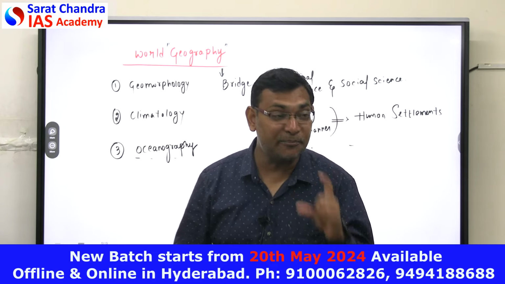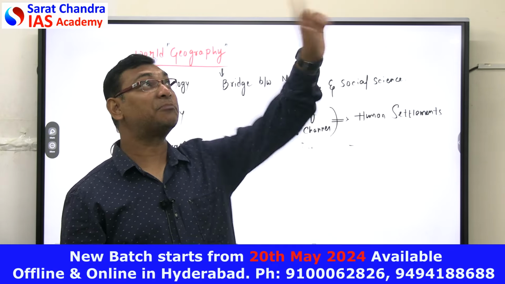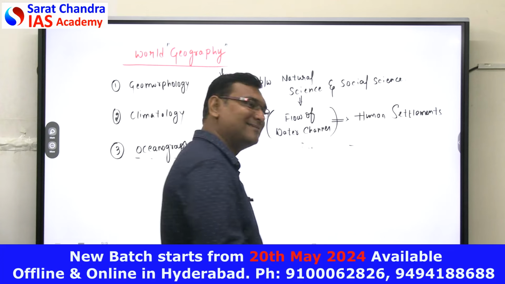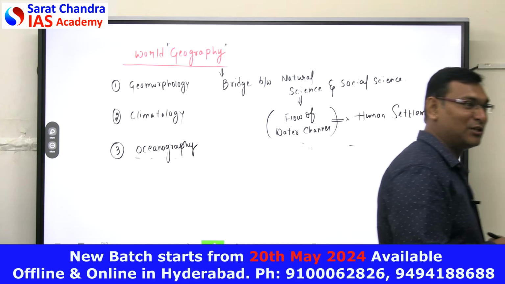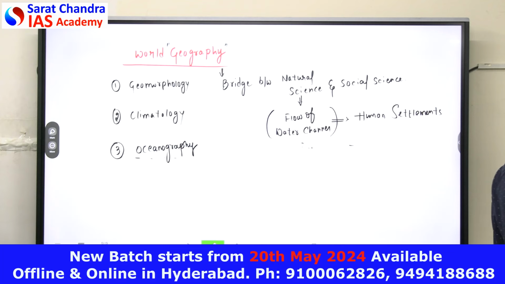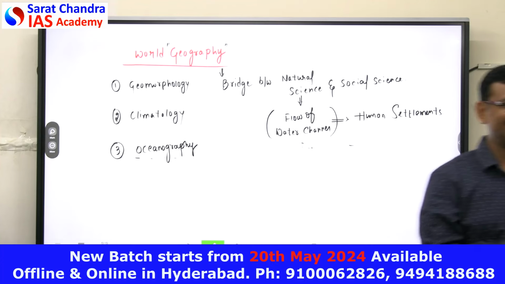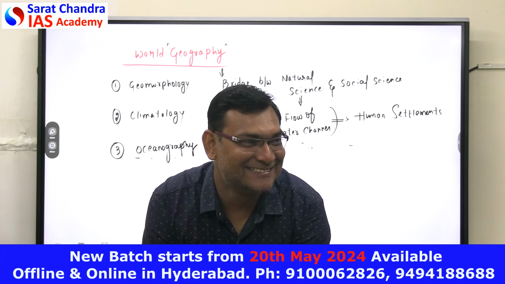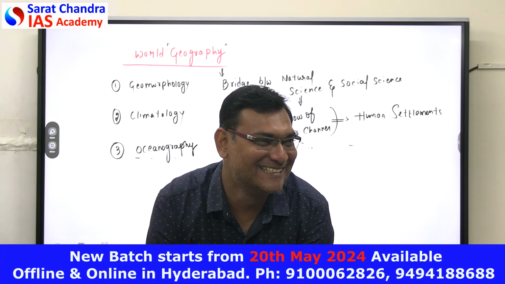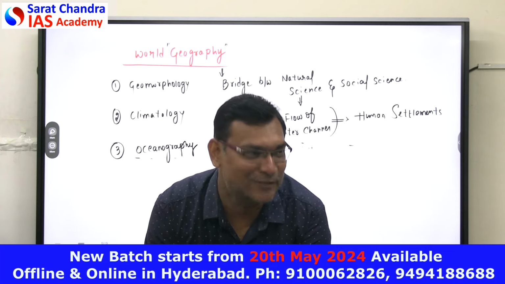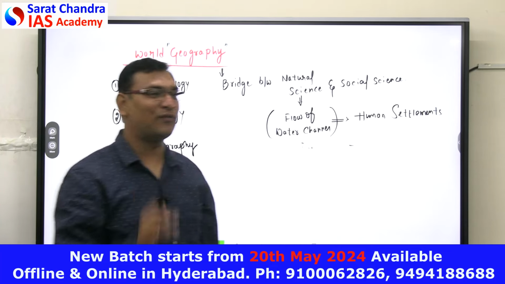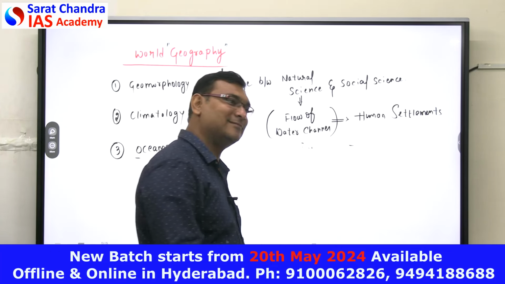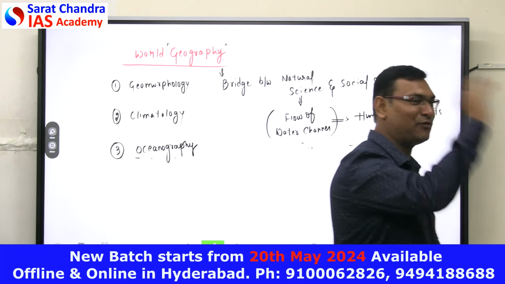We need to study the temperature of the ocean in order to understand the atmospheric circulation. What should be the temperature? When the winter comes, which one will be heated faster, land or water? It is land always. Heated faster, cooled faster.